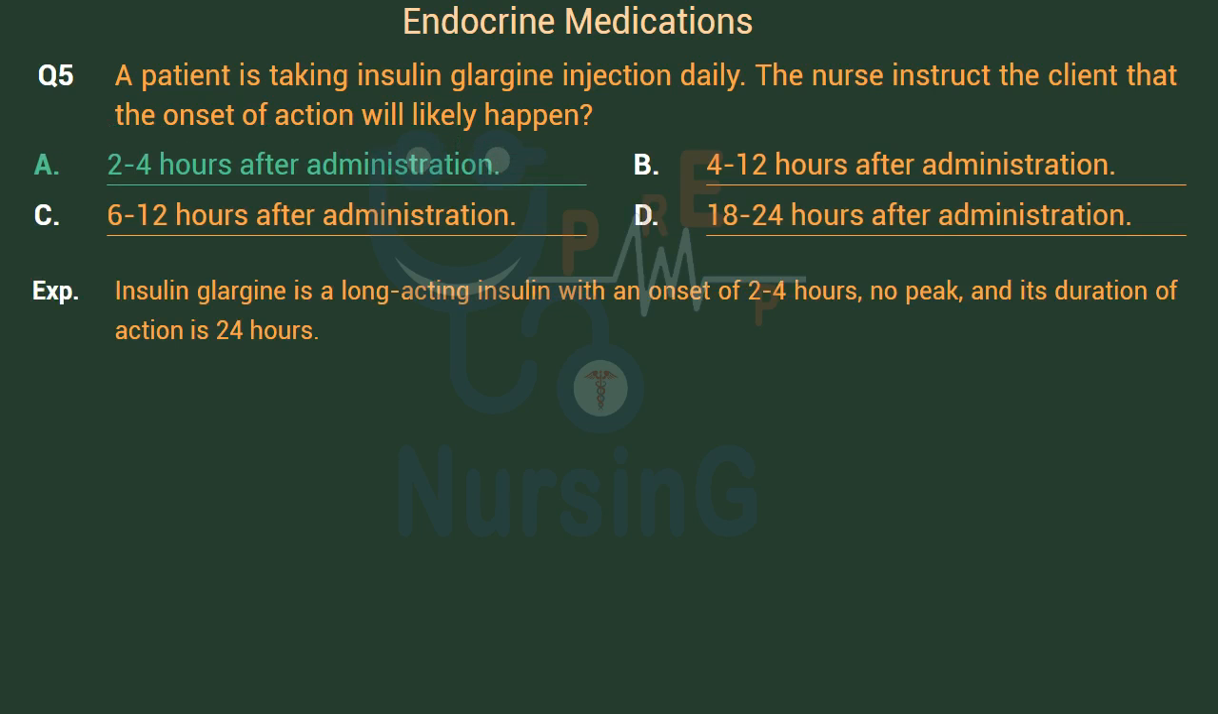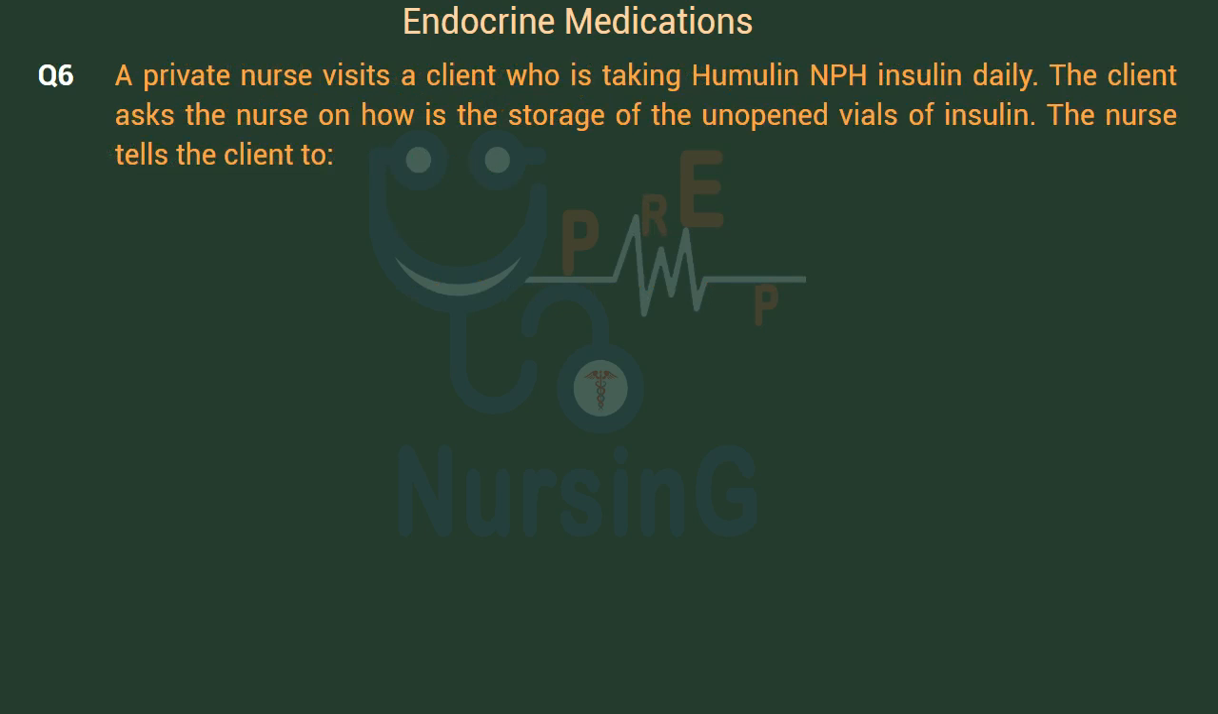Insulin glargine is a long-acting insulin with an onset of 2 to 4 hours, no peak, and its duration of action is 24 hours.